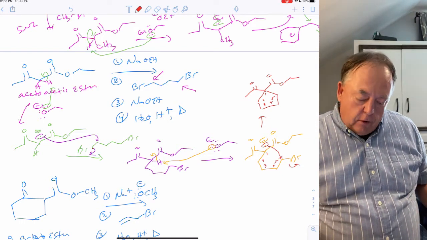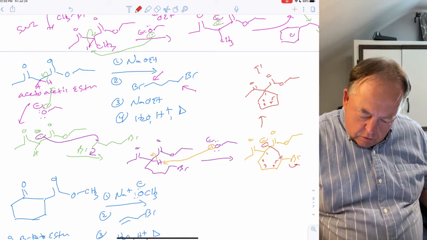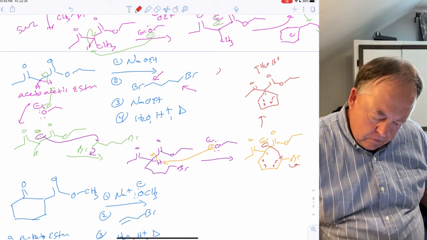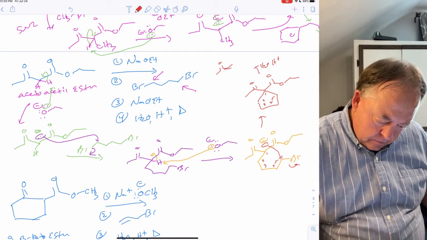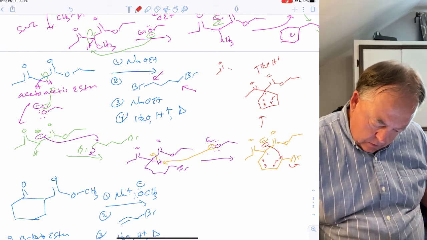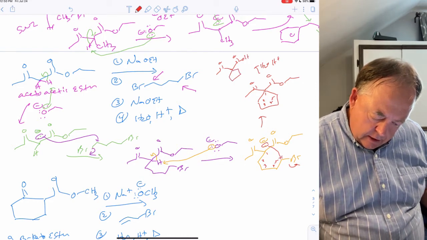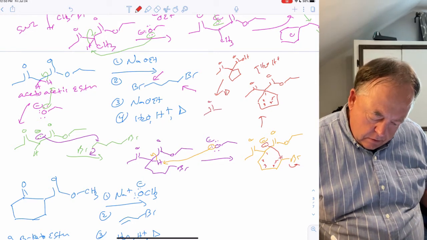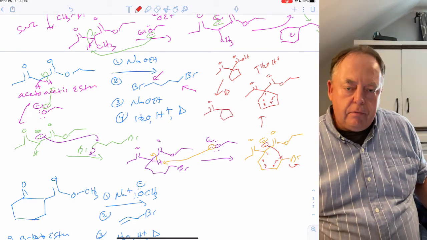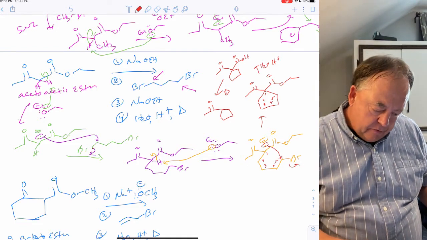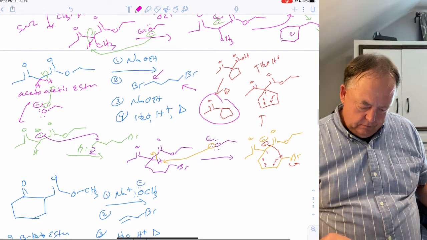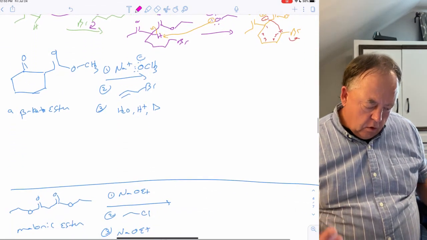And now you do step 4. So if you do H2O, H+, that will hydrolyze the ester to a carboxylic acid. And then if you heat that up, then that can decarboxylate, and you would make that. So that would be your final product. Okay, so that's another example.